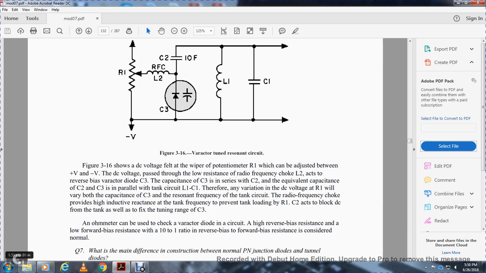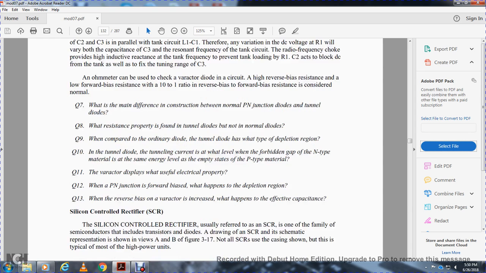An ohmmeter can be used to check the varactor diode, which should show a circuit with a high reverse resistance and a low forward bias resistance. A 10-to-1 ratio of reverse bias to forward bias resistance is considered normal.